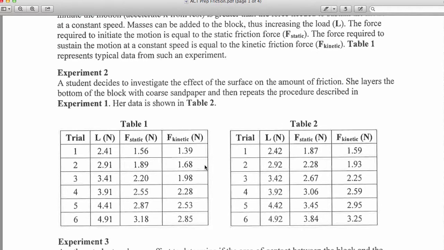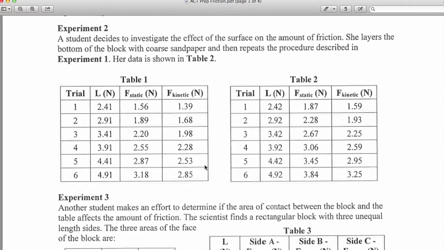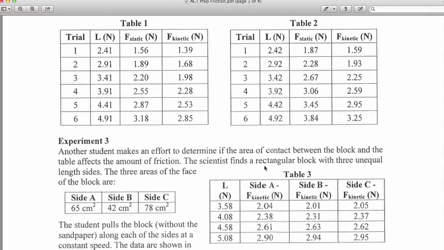Experiment 2. A student decides to investigate the effect of the surface on the amount of friction. She layers the bottom of the block with coarse sandpaper and then repeats the procedures described in Experiment 1. Her data is shown in Table 2. The data can be seen in Tables 1 and 2, where you have trials, the load, F static, which is a force in newtons, and F kinetic, which is also a force in newtons, in both tables.